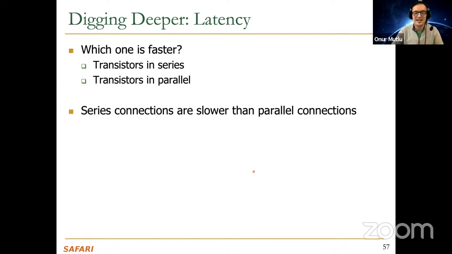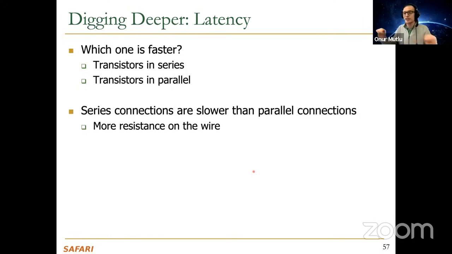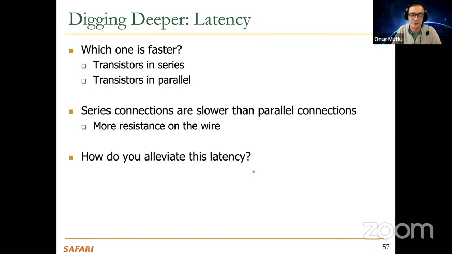So essentially parallel connections are faster because you need only one transistor to be turned on so that you get the output connected to either 0 volts or 5 volts, right? Or 3 volts, or the power supply essentially. Whereas in series connections, you need all of the transistors to be turned on. As a result, you have the resistance across all of those transistors. Whenever you turn on one transistor, you have resistance on the wire. And if you need to turn on N transistors, you have N times the resistance. There's also the capacitance that we're not talking about over here, of course.